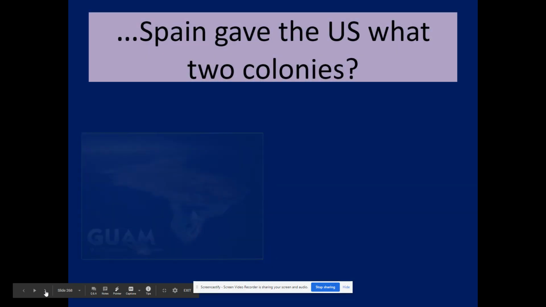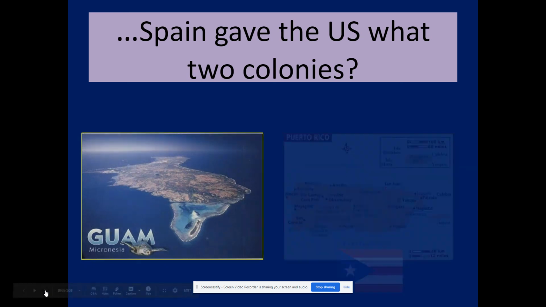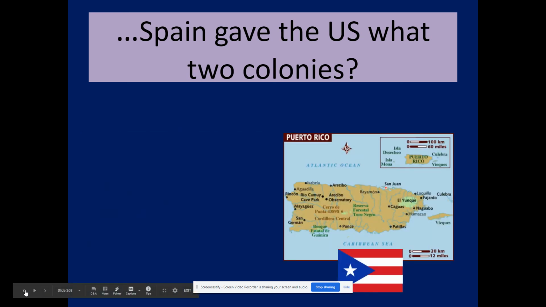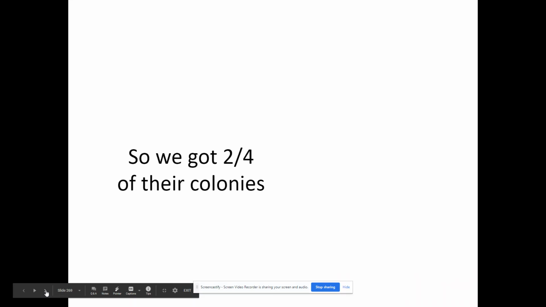So the U.S. agreed to stop fighting if and only if you give us Guam for our trouble, and if you give us Puerto Rico. That's what we want. Give us those two places. Now, this was known as the Treaty of Paris because, of course, that's where the negotiations were. France, in the nice way that they were, offered to host us for our negotiations. So we got 2 out of their 4 colonies.